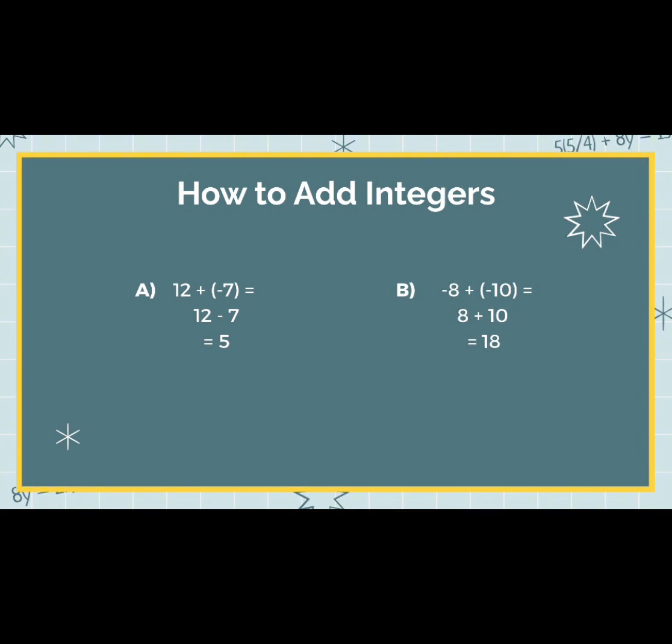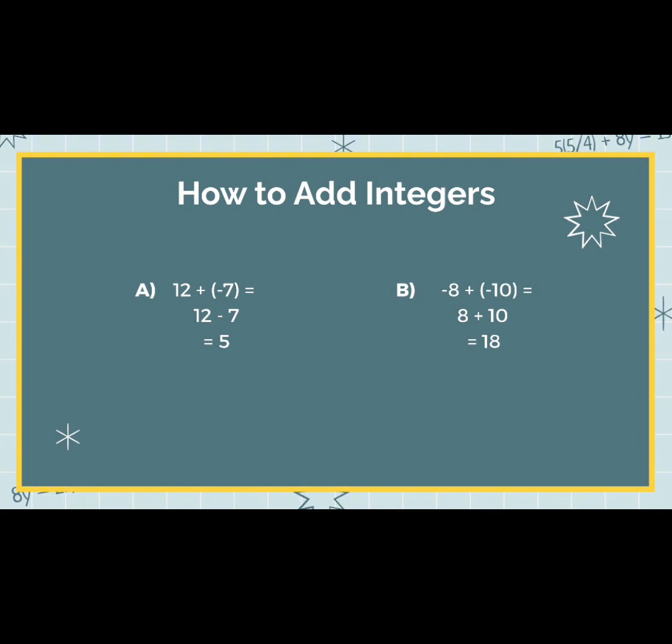So again, we started at a positive 12. Always think about where you are starting and where you are going from the starting point. So we are adding in negative 7, which is decreasing our 12 by 7. And we end up with 5.